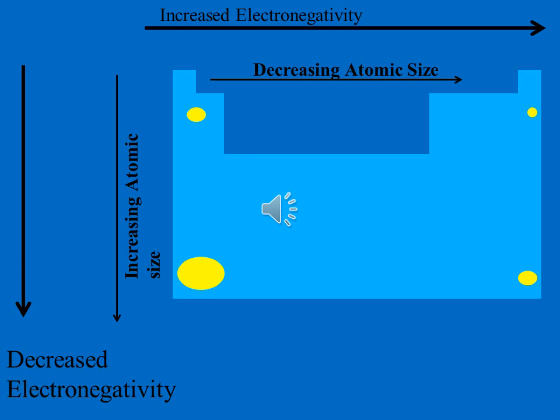The picture here shows the relation between electronegativity and the atomic size in periods and in groups. In periods, from left to right, electronegativity is increasing, but atomic size is decreasing. But in a group, from up to down, electronegativity is decreasing, but the atomic size is increasing. So in a period, electronegativity increases, atomic size decreases. In a group, electronegativity decreases, atomic size increases. So the relation between atomic size and electronegativity is an indirect or inverse relation.